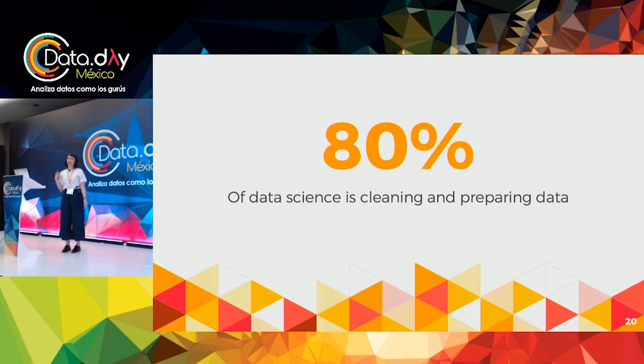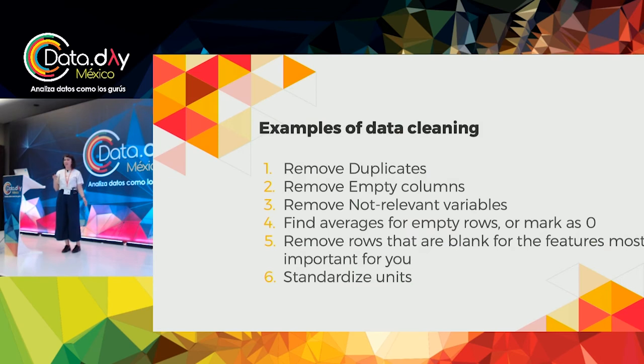So what I learned in my master's program is that 80% of data science is actually cleaning and preparing data. It's the least fun part, but arguably the most important part. Examples for this particular problem of housing were removing duplicates and empty columns, understanding which variables are the most important, and maybe finding averages for those, maybe putting zeros for those, maybe removing some of the blanks, and standardizing the units. And the units were a huge mess between feet and every other way that you measure things. So it's really important that we're not equating two different types of data.